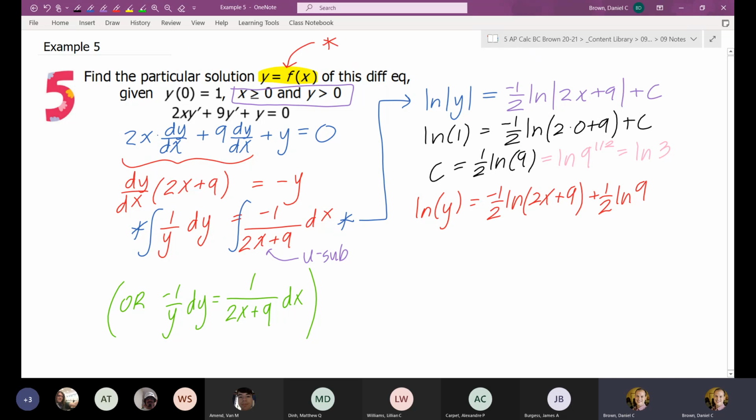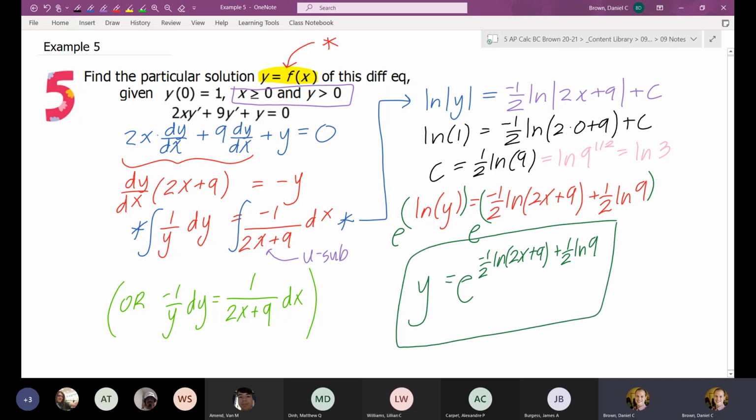Algebraically, what would you need to do to both sides to solve for y? Base e, right? So we are going to base e, and when we base e, everything we see is going to go into the exponent. So on that left-hand side, I just have y. On that right-hand side, I have e to the negative 1/2 of the natural log of 2x plus 9 plus 1/2 natural log of 9. All of that we see is in the exponent, and that would be our final answer. y is equal to all of that.